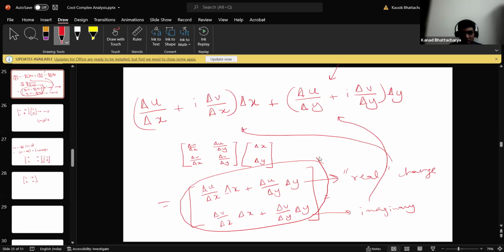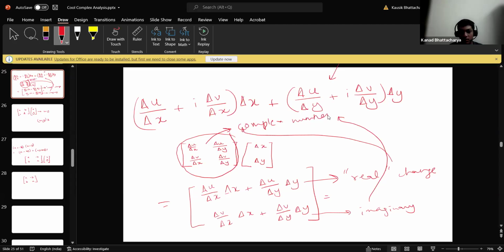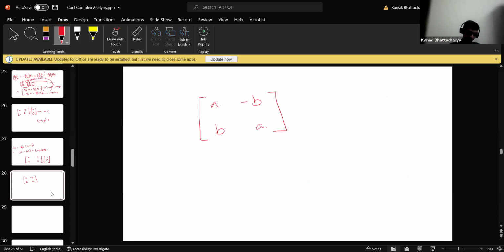And in order for that to be true, oops, that's not the correct matrix. In order for this, we need this matrix to be able to represent a complex number, so that when we multiply it out, we get f dash z times delta x plus i delta y. So this number basically should represent a complex number, if that makes sense.